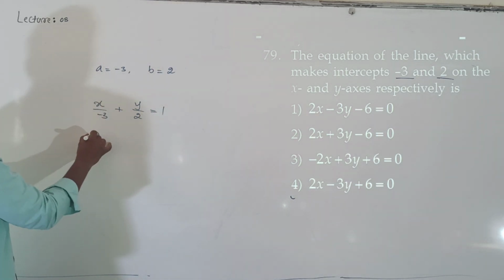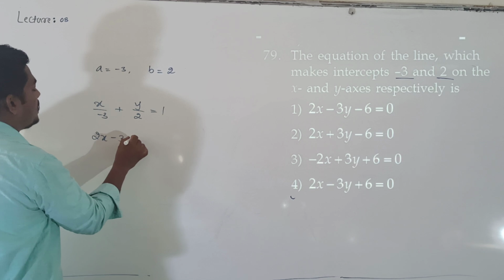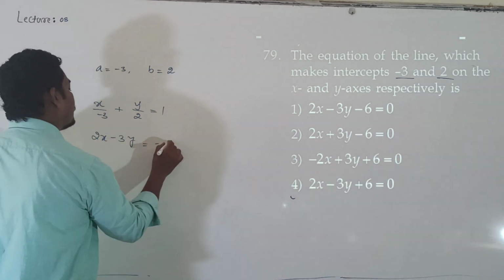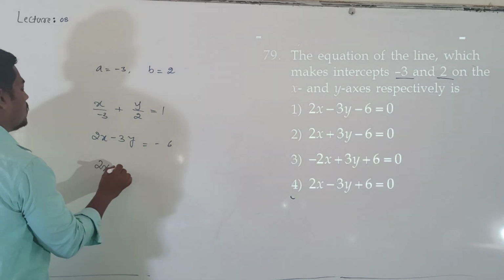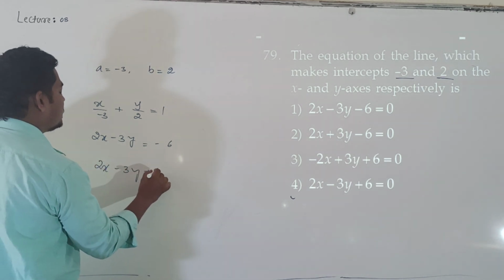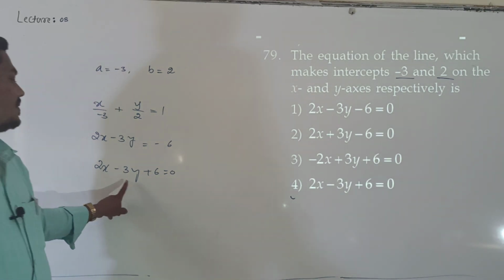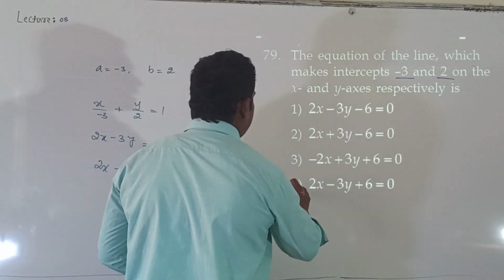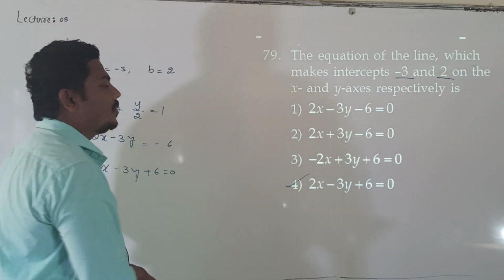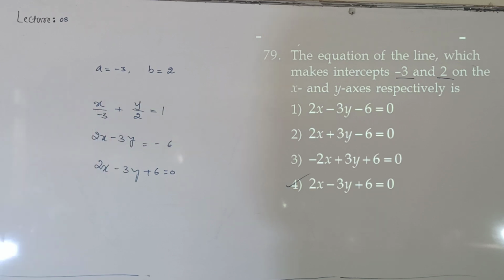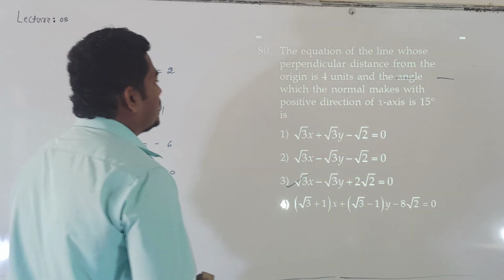Just taking LCM, 2x minus 3y equal to minus 6, right? Then 2x minus 3y plus 6 equal to 0. This is our required equation: 2x minus 3y plus 6 equal to 0. That is the fourth option. Fourth option is the correct answer. Clearly both x-intercept as well as y-intercept are given. Just use the intercept form.